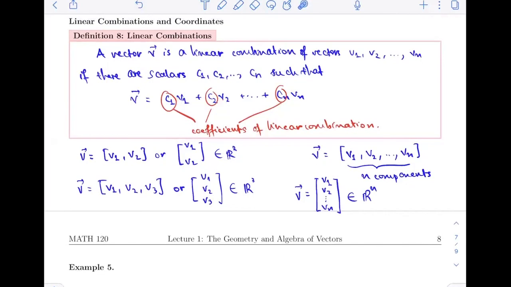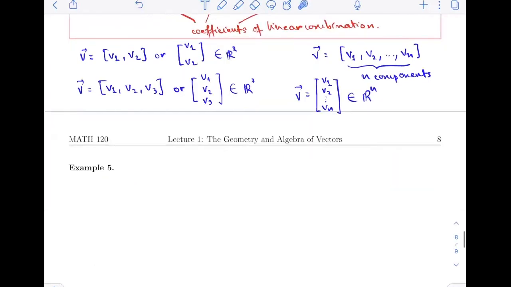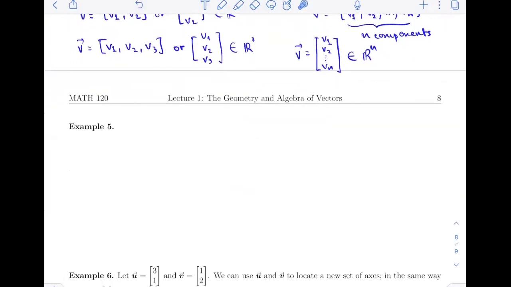And I also briefly mentioned the different dimensions of a vector. Most of the time what we deal with are two-dimensional vectors, three-dimensional vectors, and a more general form is the n-dimensional vector. In terms of linear combinations, let's take a look at the following example.